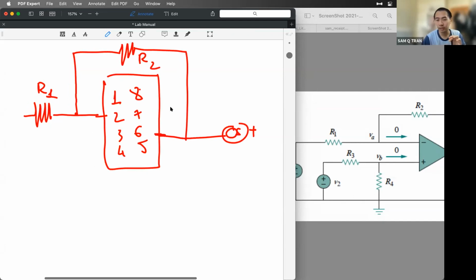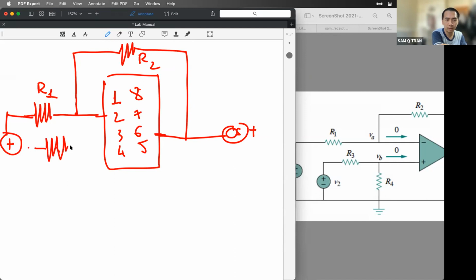From this image, we can see that the other side of R1 is connected to V1, so this one will connect to the positive side of one voltage source. Then we have R3 and R4 connected to the non-inverting terminal. This one is R4, and this one will be R3. I'm using the schematic as a base, and you can move the components around as long as all the connections are maintained correctly, then you should be good to go.